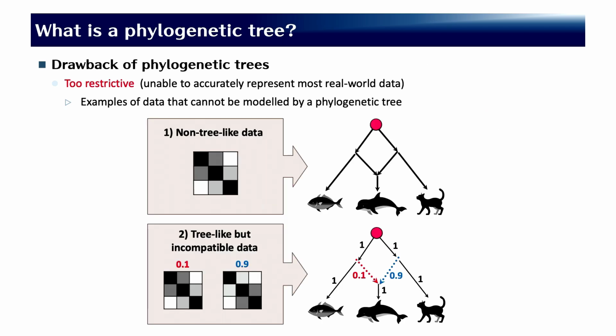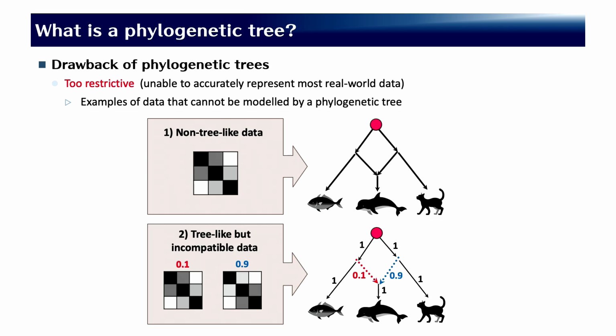However, trees have critical drawbacks. Obviously, they are too simple or too restrictive to accurately represent complicated information. This is problematic because real-world data are almost never precisely represented by a tree. And when we analyze real-world data, we must deal with noise and uncertainty in them. To see this, let's look at two simple examples illustrated here.